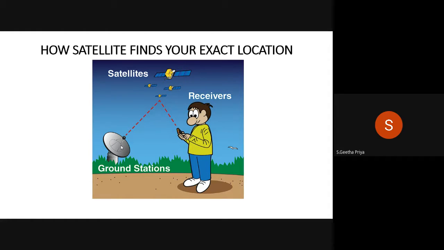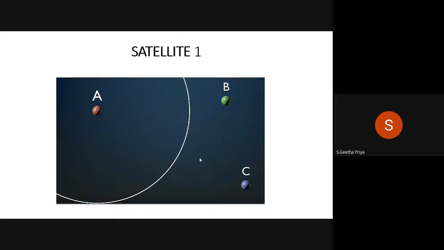But how does it find the exact location? For one user, who is going to access the GPS, four satellites will be allotted. If I'm using a GPS now, I will be allotted four satellites for finding my exact position. So let's see what the purpose or the work of each satellite is. The first three satellites will be used for finding the position. It will not be an accurate position, but it's going to find the position in that particular orbit.